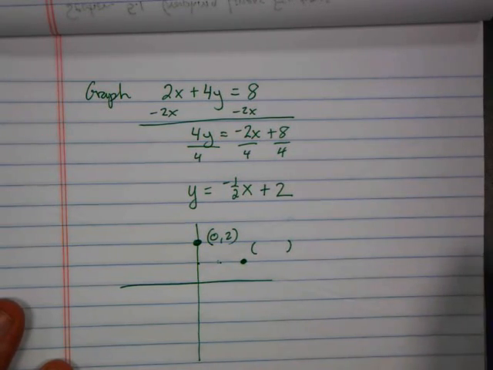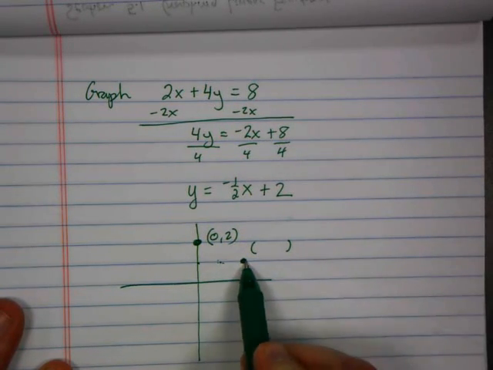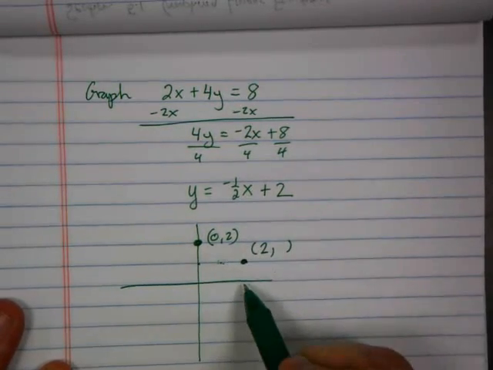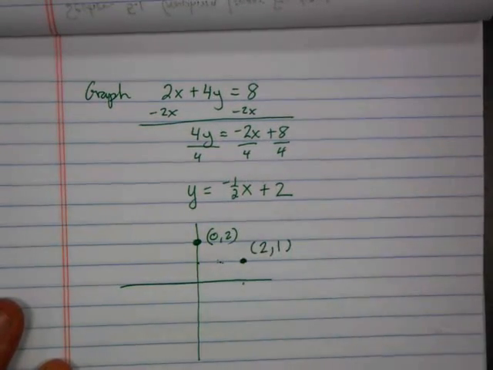Definitely not negative 1, 0. The x is 2 places over, and the y is 1 up. That's the point 2, comma 1.